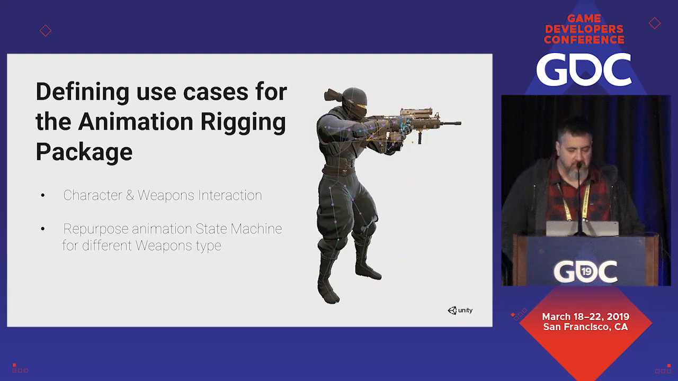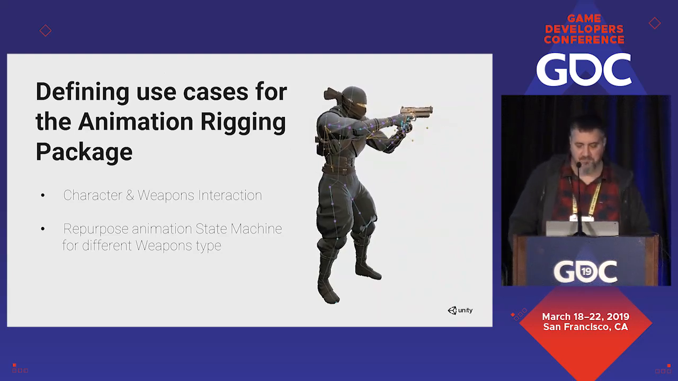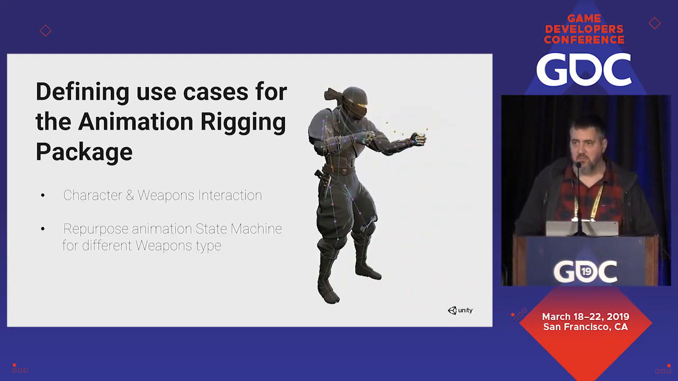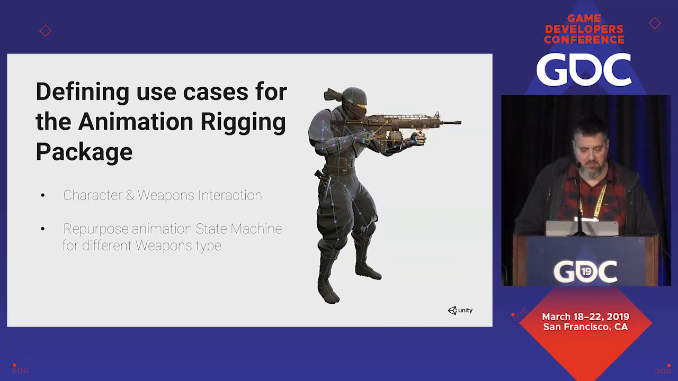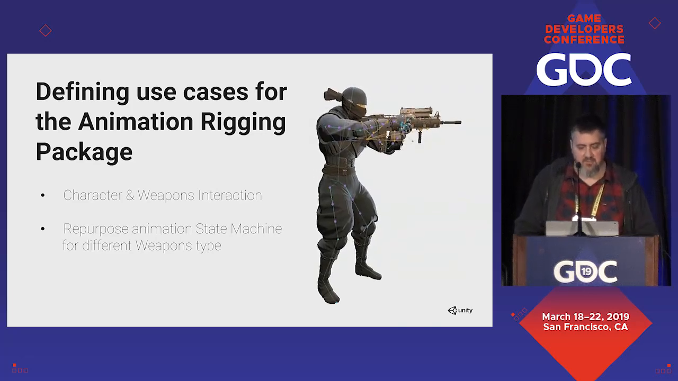So the first thing we need to do is actually define two use cases. We had many, but we picked only two. The first one was to see how we can have the weapon interact with your character. And the second one was to actually repurpose the animation or state machine for different weapon types.